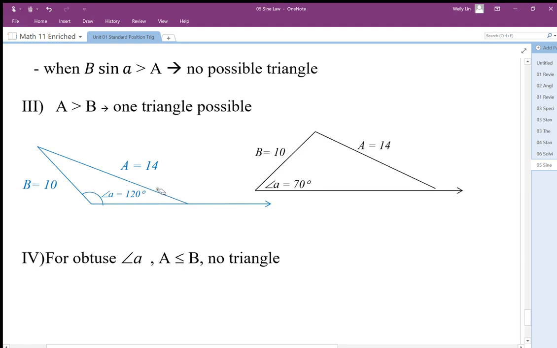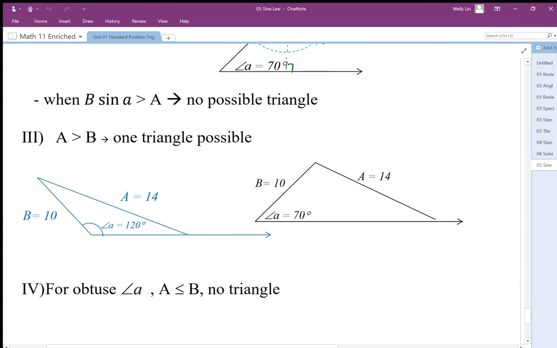Notice that we cannot rearrange this side a to make a second triangle. It's impossible. Same here. If side a is longer than side b, it's impossible to make a second triangle. You cannot swing this line around to make another triangle with that angle of 70 degrees. Only one triangle is possible. So that is a second special case.